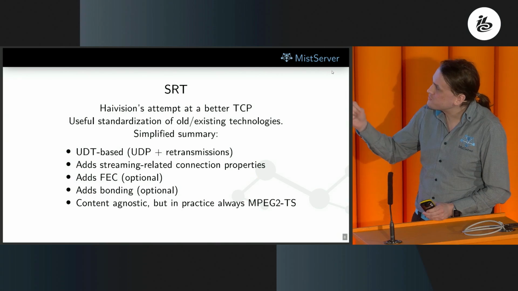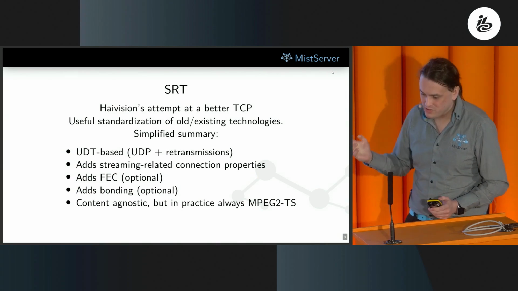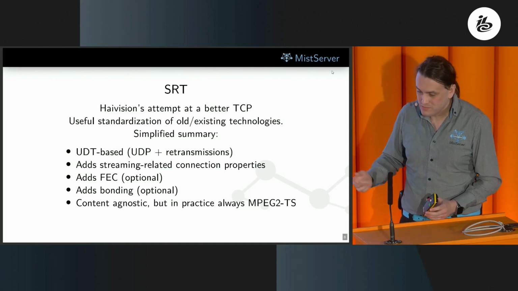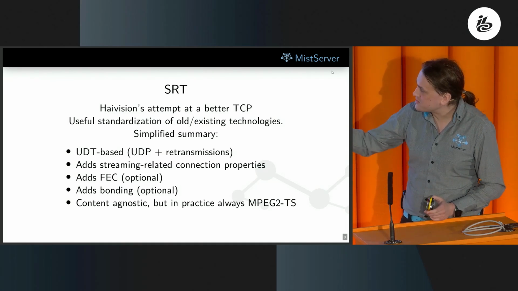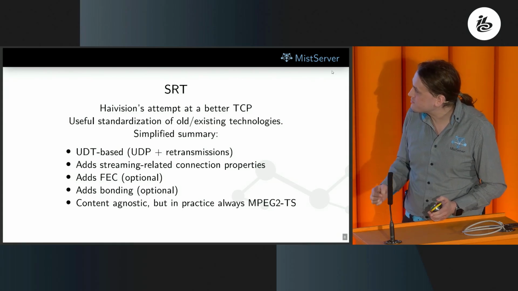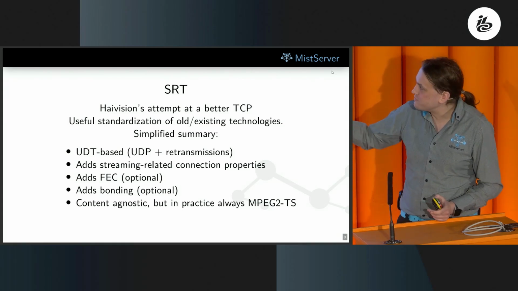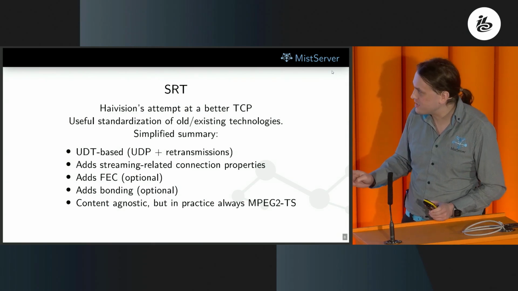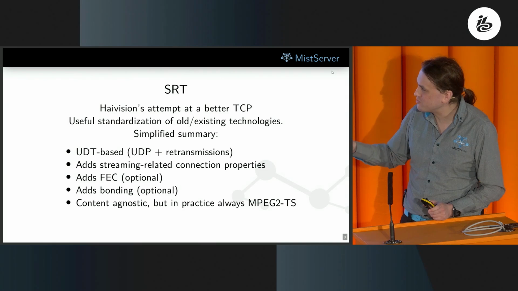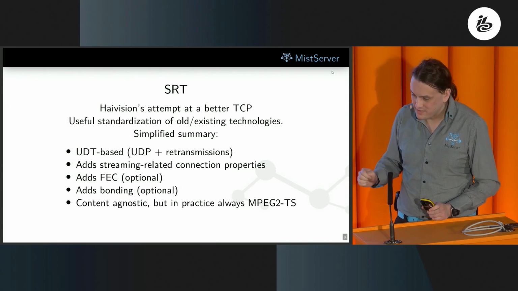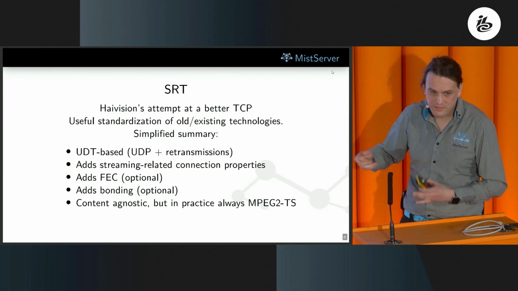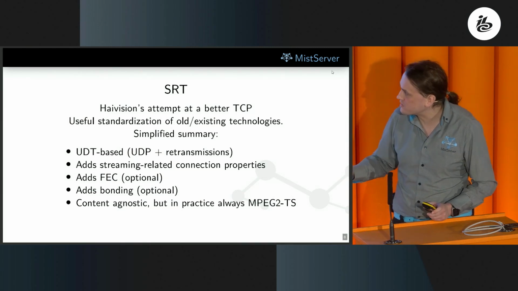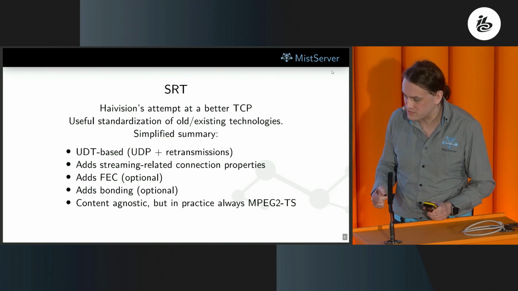I would call this a useful standardization of old and existing technologies, because again, they all do those things from the previous slides. SRT is UDT based. UDT stands for UDP Data Transport, if I'm not mistaken, which is basically UDP with retransmissions. This is an older standard from like the 2000s that came out of some, I think, Chicago University research. And Haivision thought, okay, let's build on top of that and add some extra things, especially for streaming, because UDT was really made for transferring big data sets between universities.